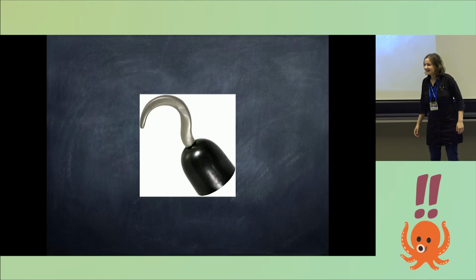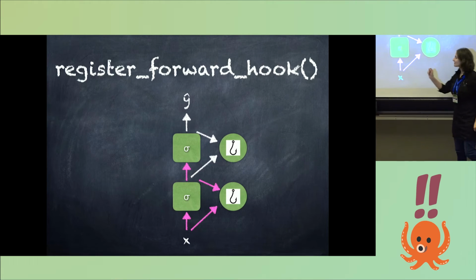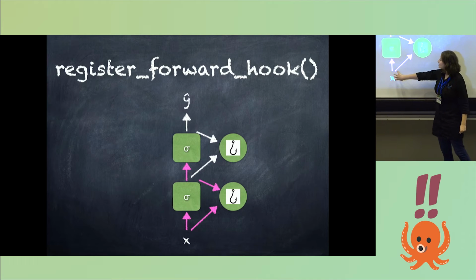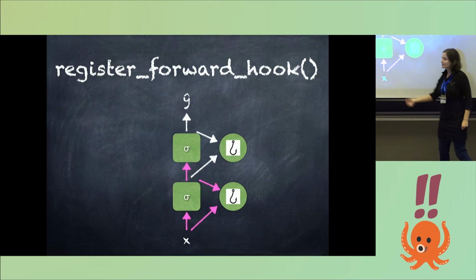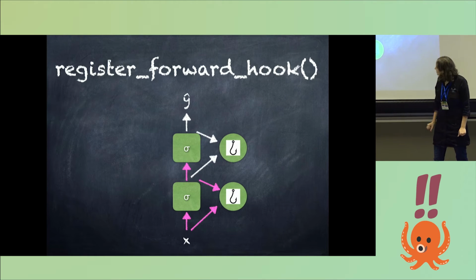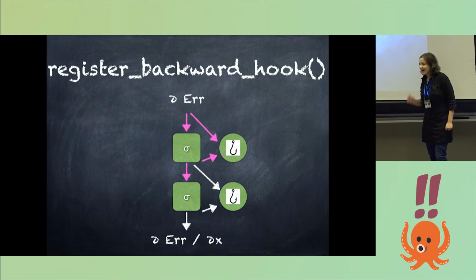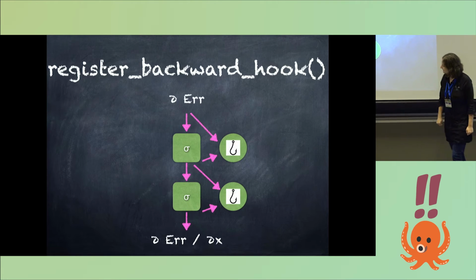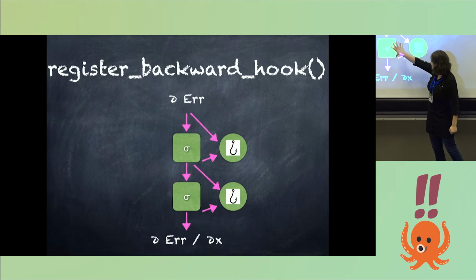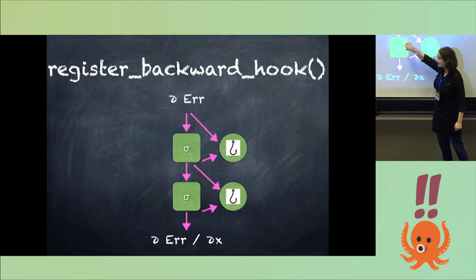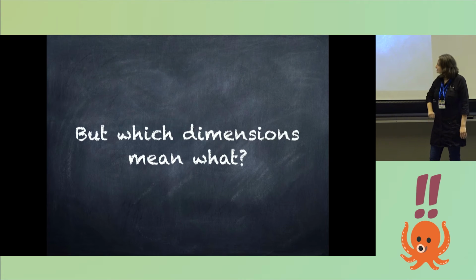Hooks. A hook is a function that you associate with a particular module so that when the actual function of that module gets run, it simultaneously passes its inputs and outputs to the hook. This is what would happen during a forward pass with a forward hook. And this is what would happen during a backward pass with a backward hook. In this case, the gradients or derivatives are getting passed, both the gradient at the input and the gradient at the output are getting passed to the hook. So it gets both.